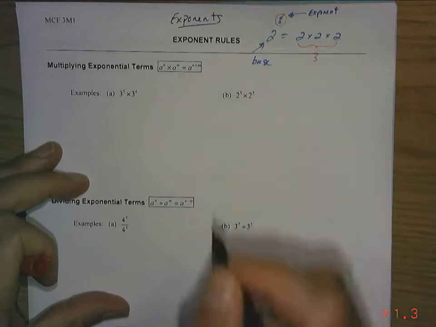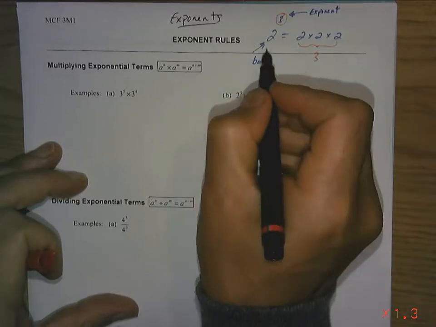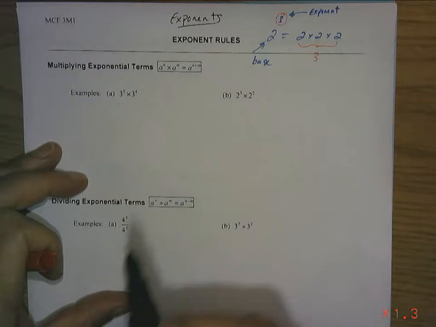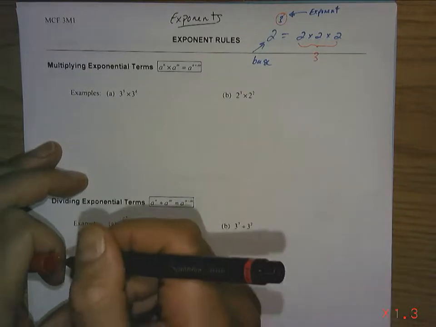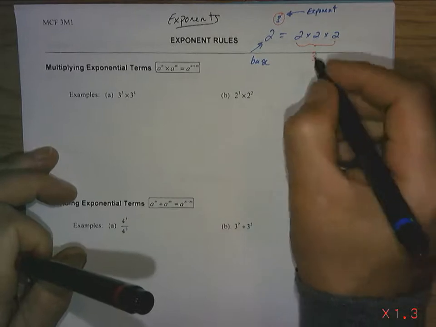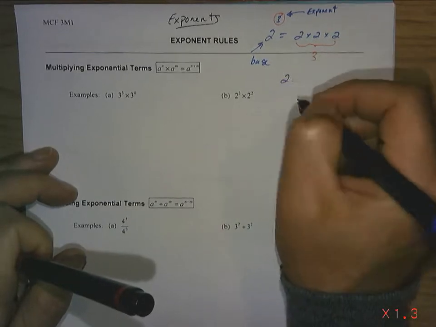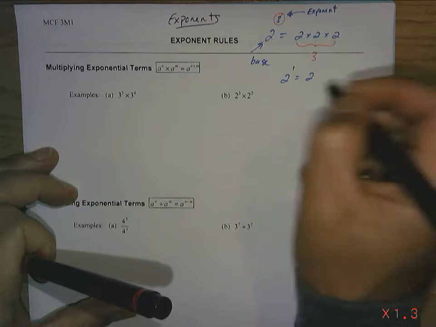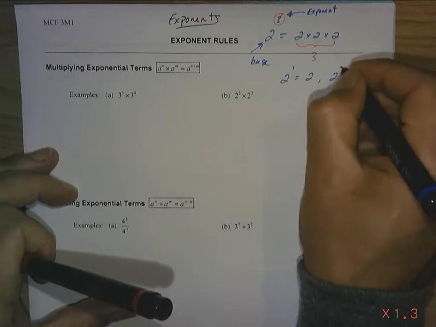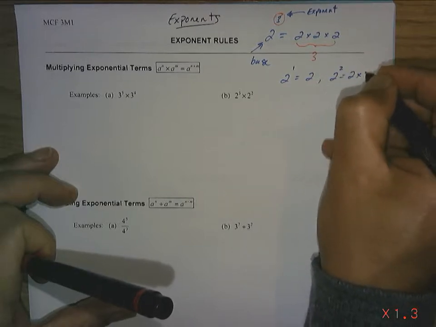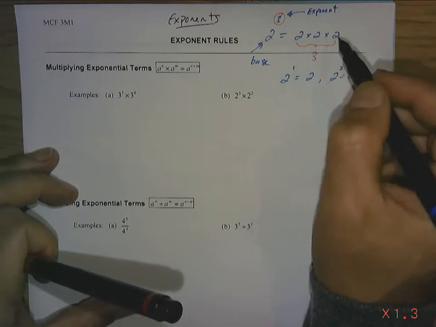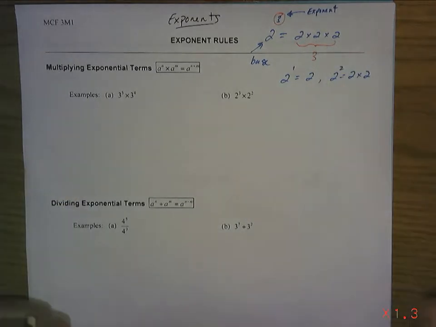So the exponent says take whatever the base is and multiply it out the number of times that the exponent says. So we're going to remember for a second that if I have any old number like 2, it's the same as 2 to the 1. But if you have 2 squared, then it'll be 2 times 2. And 2 cubed will be 2 times 2 times 2, and 2 to the 4 will be 2 times 2 times 2 times 2, and so on and so on.